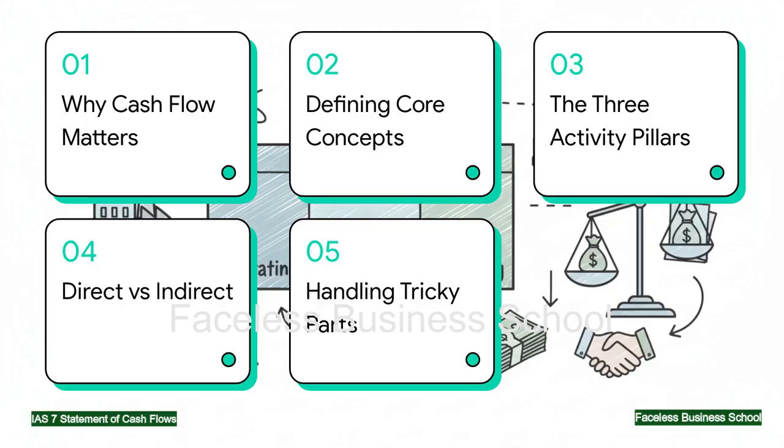First, we'll cover why cash flow is such a big deal. Then we'll define all the key terms you need to know. After that, we'll jump into the three main pillars of activity, compare the two different ways to report them, and then wrap up with some of the trickier details.